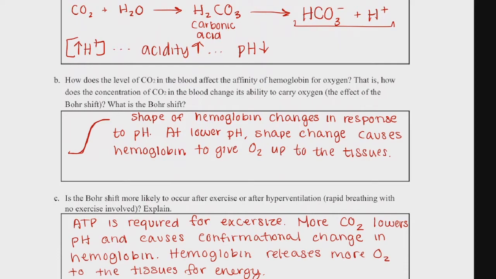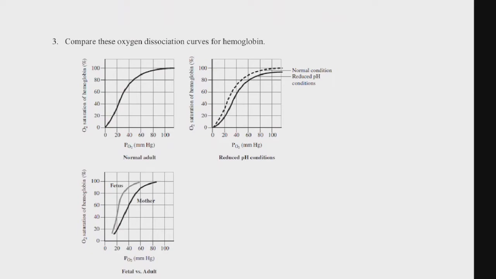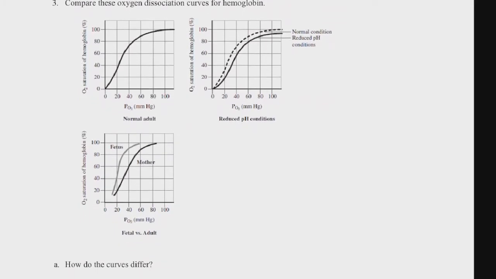Okay, awesome. Now we're going to see some examples of oxygen dissociation curves. Here we have a normal adult, just the regular curve, a reduced pH condition where we see the normal versus reduced, and then we're also going to look at a curve with a fetus versus its mother and answer some of those questions below. I will be scrolling up every so often to reference the different graphs. A is asking how the curves differ, and then we're going to dive into the specifics. First is normal versus reduced pH.